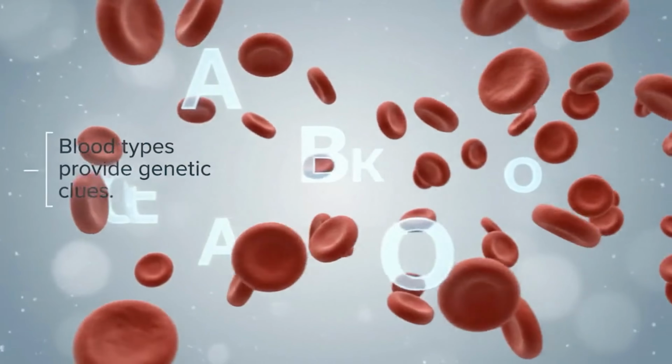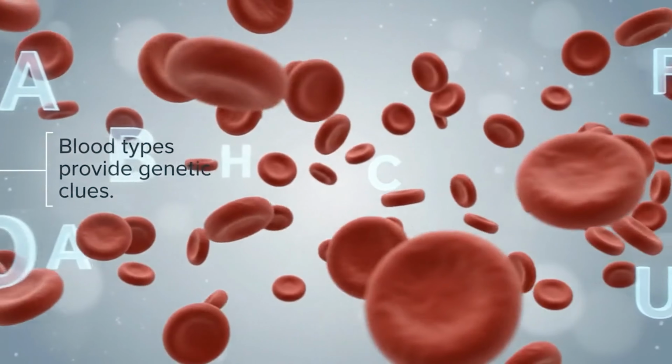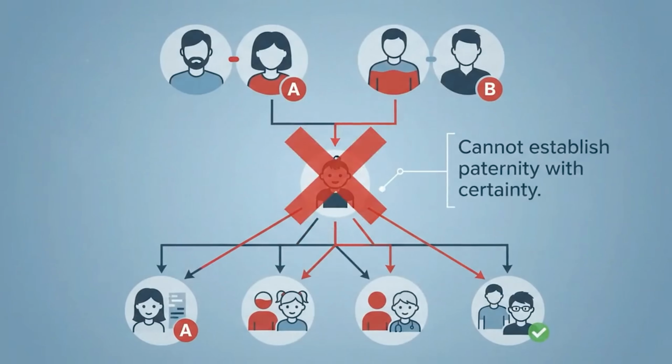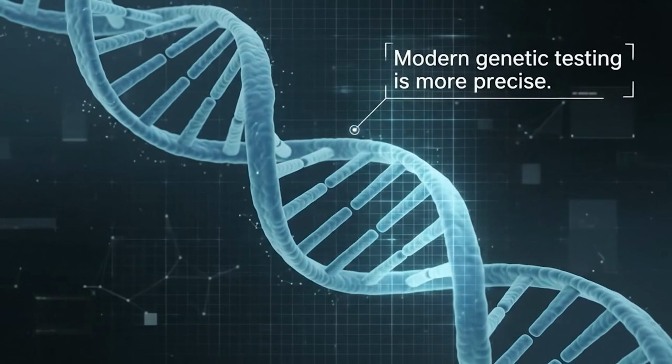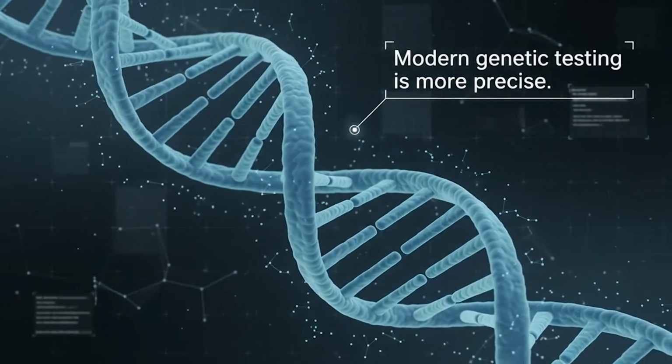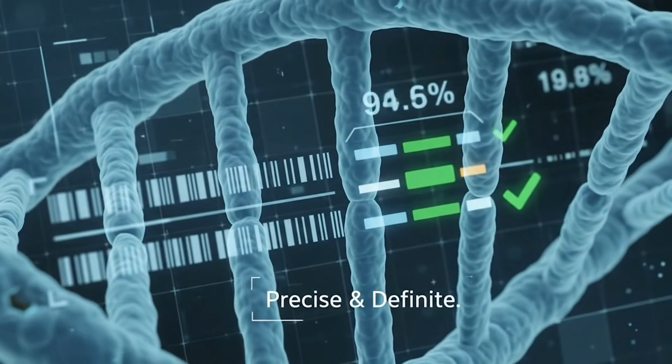And this leads to another fascinating fact. Your blood type can provide clues about genetic inheritance. However, blood typing alone cannot establish paternity with certainty. Modern genetic testing is much more precise.